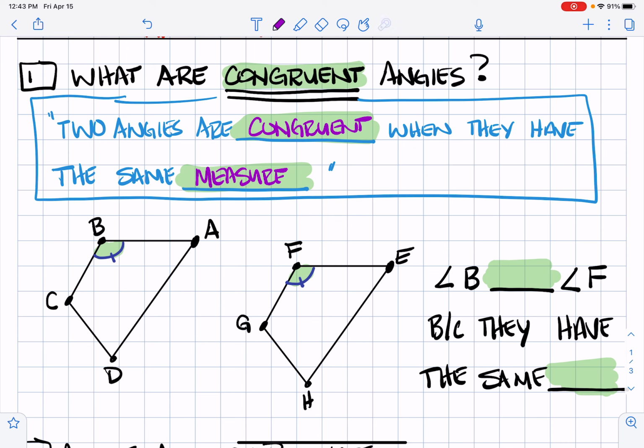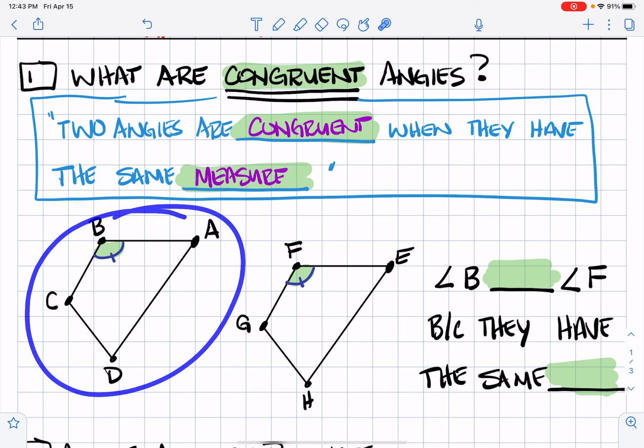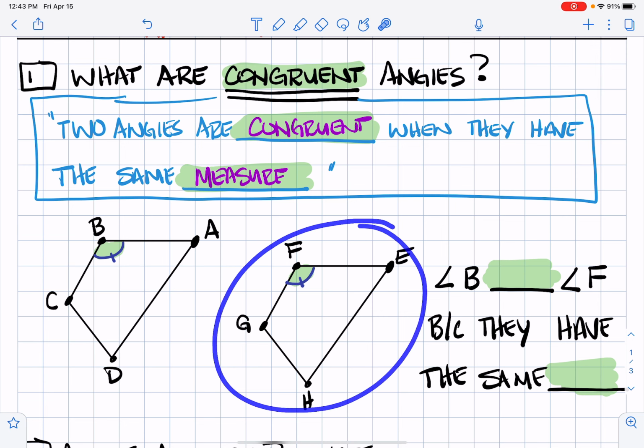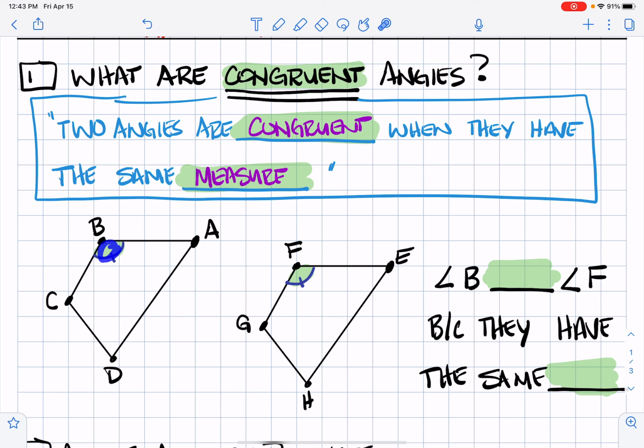So take a look at this picture over here. I have this polygon and I have this polygon. And it looks like this angle here and this angle here have congruent markings. So therefore, we can say the following. Angle B is congruent to angle F because they have the same measure. And that's really everything you need for that first little box there. Not bad, huh?